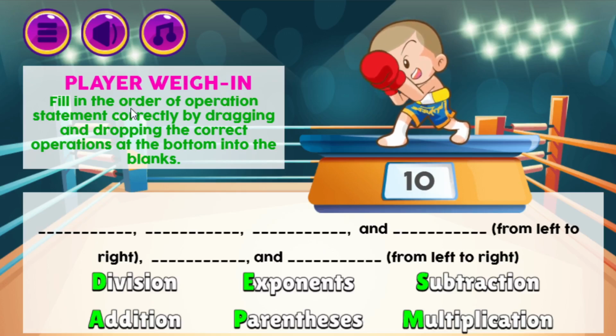And now the player weigh-in, and this is really an opportunity for a player to get extra points starting out in the game. If you fill in the PEMDAS statement correctly, then you'll get the full 10 points. Every time you make an error, a point will be subtracted. You've got all the time you need, so you can take your time, but I'll show you how it works.